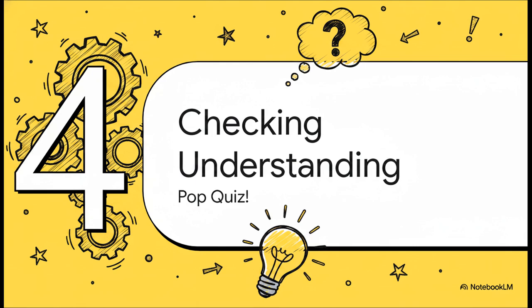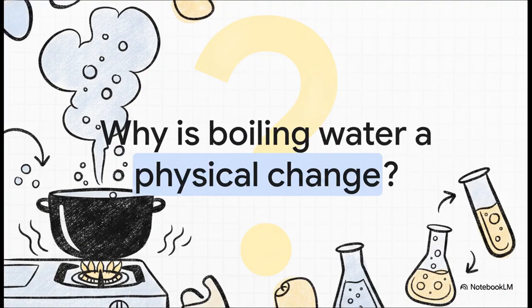Time for a quick review. We've covered the what, the how, and the why. Now let's put your knowledge to the test. Question number 1. Why is boiling water a physical change? Think about it for a second. You put a pot of water on the stove. You turn up the heat. It starts bubbling frantically. Steam is rising into the air. A massive change is happening right in front of your eyes. So why, scientifically speaking, do we classify that as merely physical?